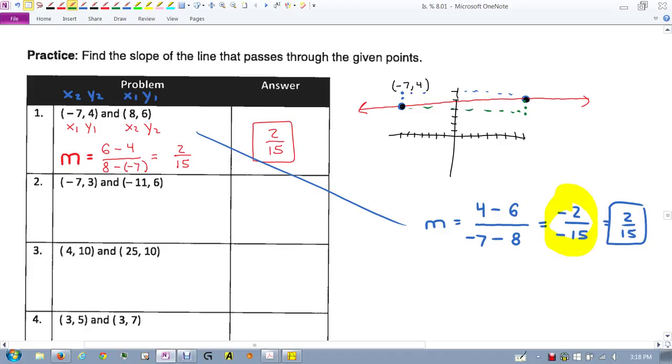So we're using the idea that 2 over 15 can be looked at as up 2, right 15, or you could look at it as down 2, left 15. It's the same thing.